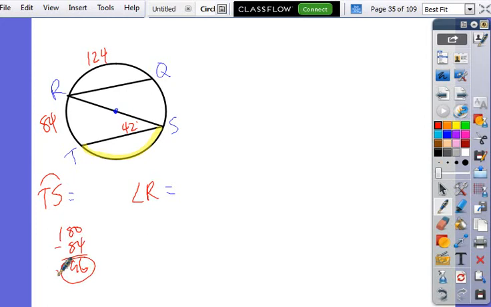That's TS. All right. For angle R, on the other hand, does that 124 go with the R? No. So I have to do 180 minus 124. It's going to be 56 for QS. Divide by 2 and get 28 for that.